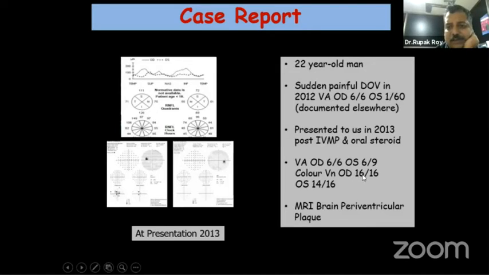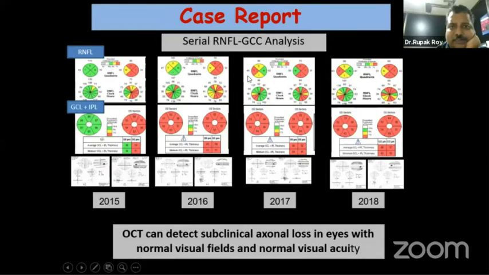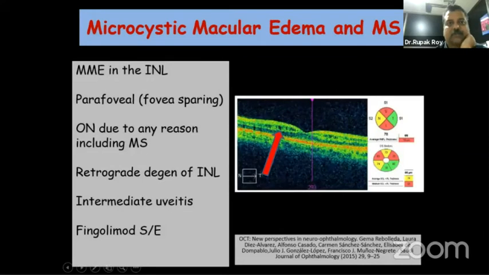The color vision was 16/16 in the right eye, and in the left eye it was diminished, with 14/16. MRI shows brain periventricular plaques. And if you see the serial RNFL and the GCC analysis, we can see that OCT can detect subclinical axonal loss in eyes with normal visual fields and normal visual acuity, as is seen in the progression of these charts. Microcystic macular edema is another interesting finding in cases of multiple sclerosis.